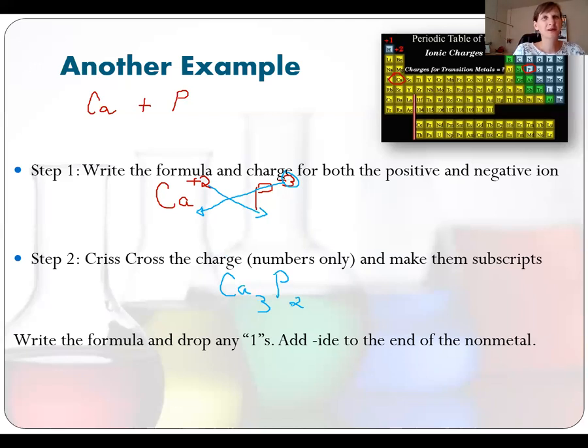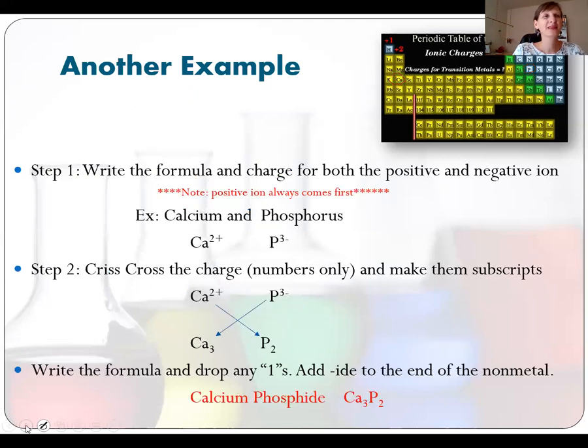So what are we going to call this thing? Think about it for a sec as to what you're going to name this compound, and pause if you need more time. This is going to be calcium phosphide. You add the -ide on the end, and that will work. And there is our solution.